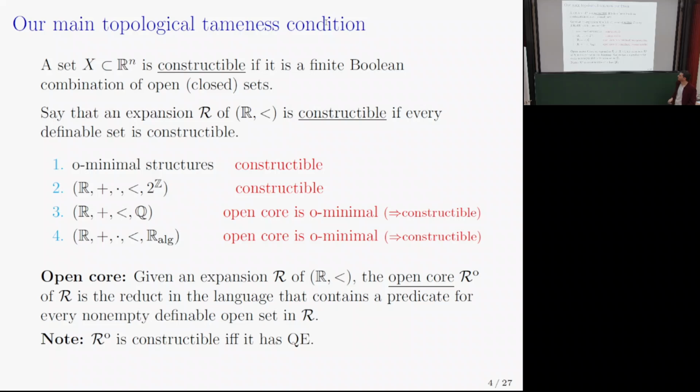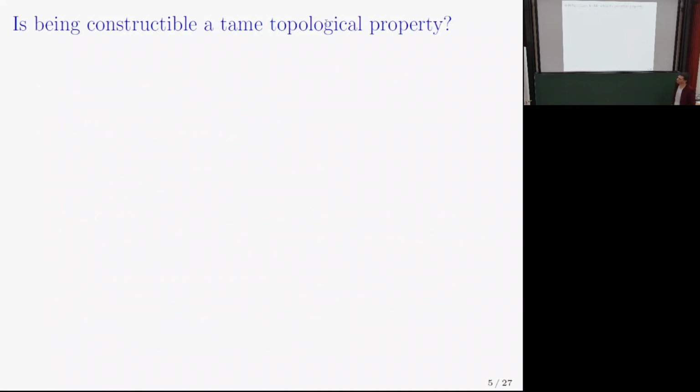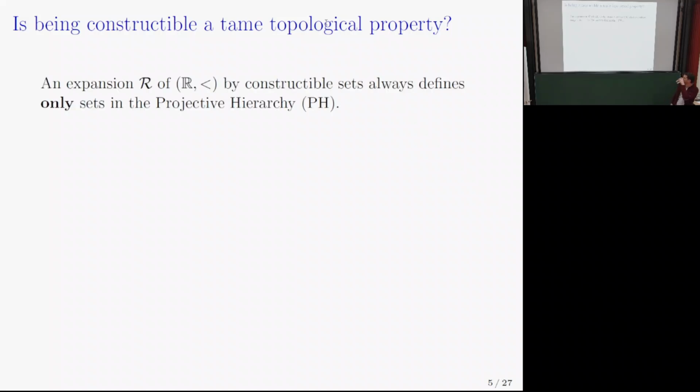All right. So now I'd like to spend some time on this. I'm telling you this is tame, this idea of constructibility, but I haven't really argued why. So let me spend some time to do this. First of all, an expansion of the real line by constructible sets is always going to define only sets in the projective hierarchy. So worst case scenario, we define everything, right? And that's what happens when you have the field of reals and you add a unary predicate for the integers.